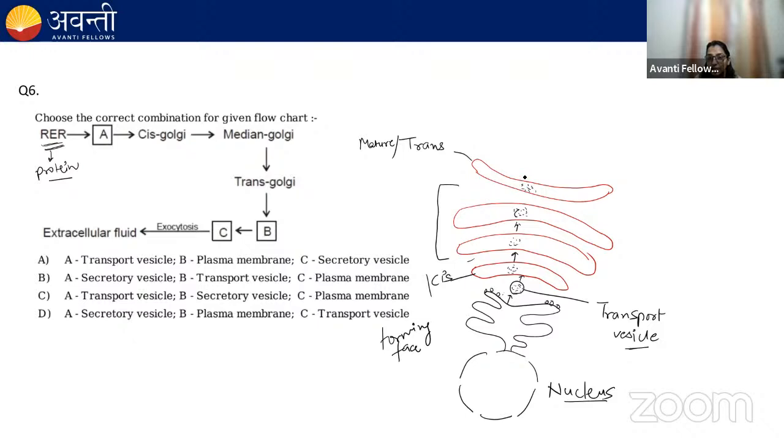After modification, the vesicle will bud out from the trans face of the Golgi, containing the modified proteins. This is the secretory vesicle, because the function of this vesicle is to store and secrete the material. Now this vesicle is the plasma membrane.